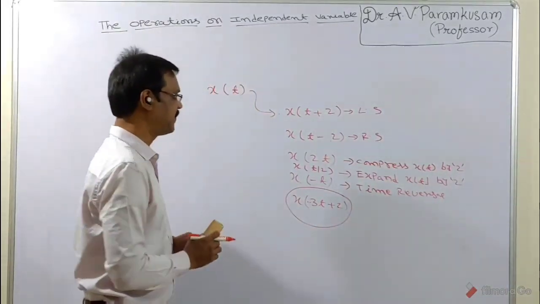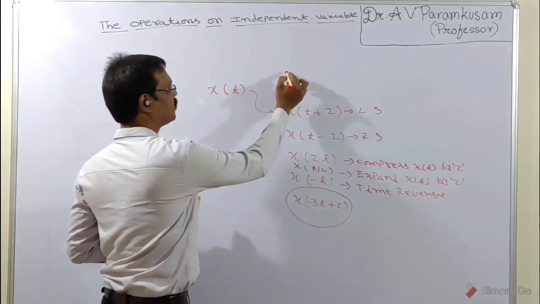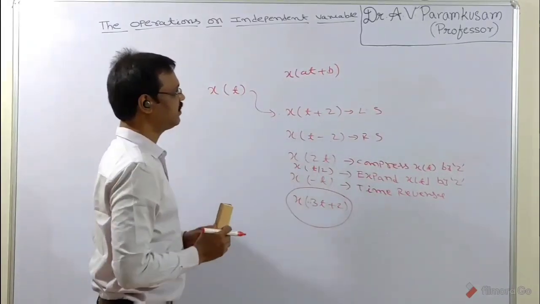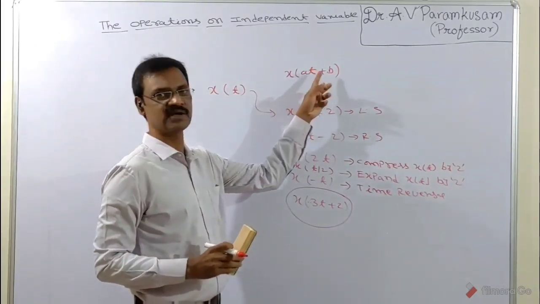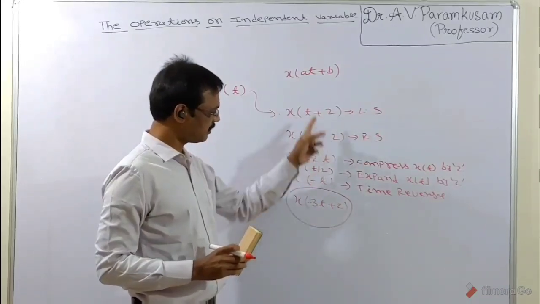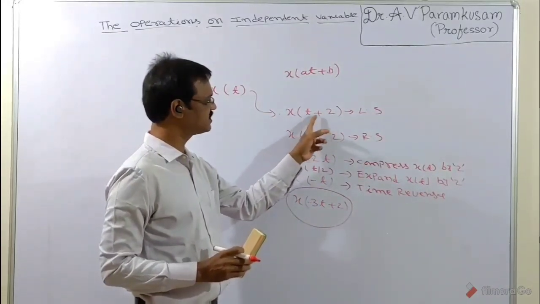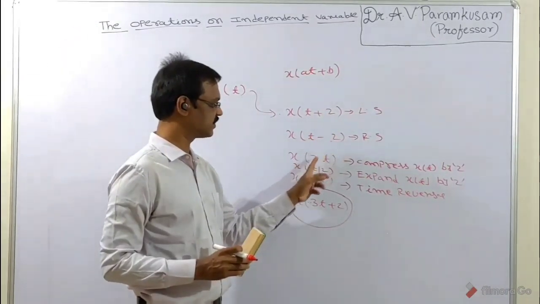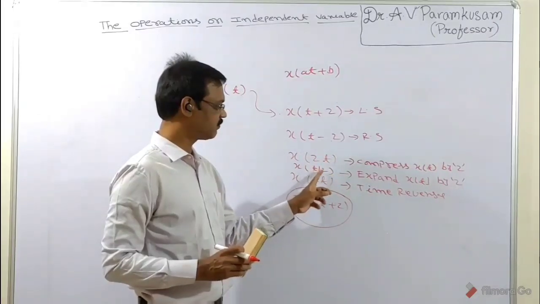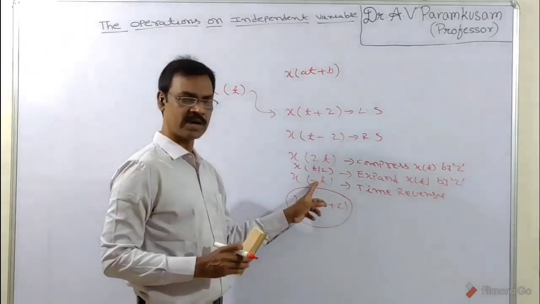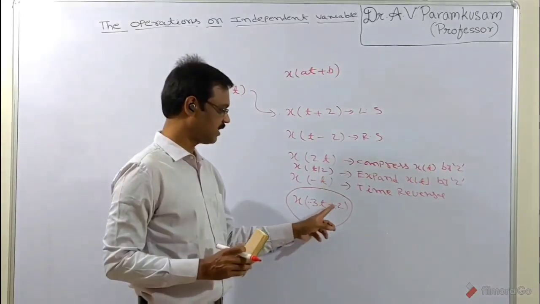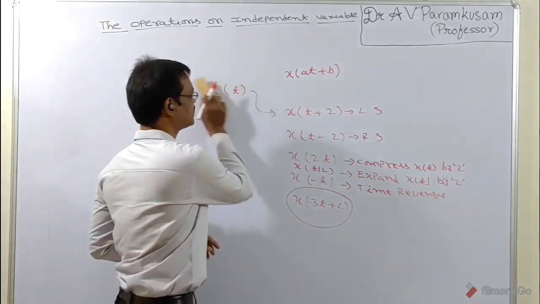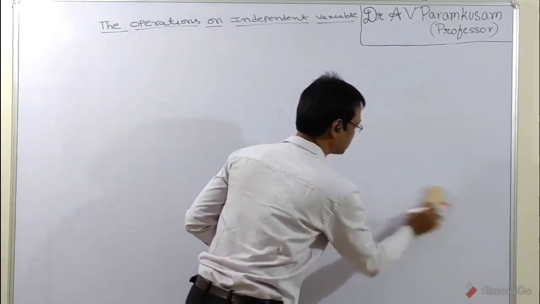Let us discuss the basic procedure to obtain x of at plus b. If you know the basic procedure to obtain x of at plus b, then all these signals can be obtained. For example, in this case, what is the a value? 1. What is the b value? 2. In this case, a is equal to 1, b is equal to minus 2. A is equal to 2, b is equal to 0. A is equal to 1 by 2, b is equal to 0. A is equal to minus 1, b is equal to 0. A is equal to 3 and b is equal to 2. If minus is there, a is equal to minus 3. Like that.